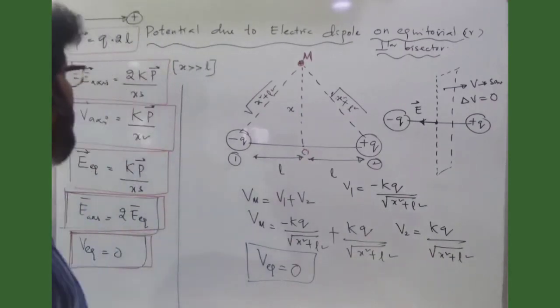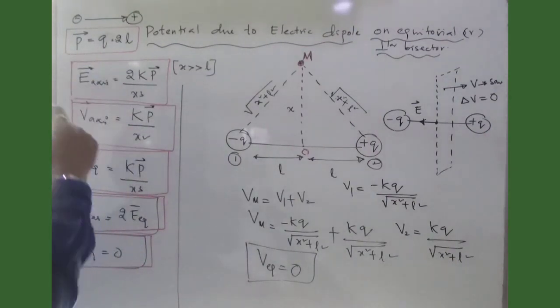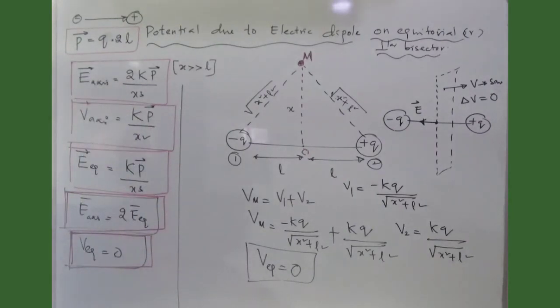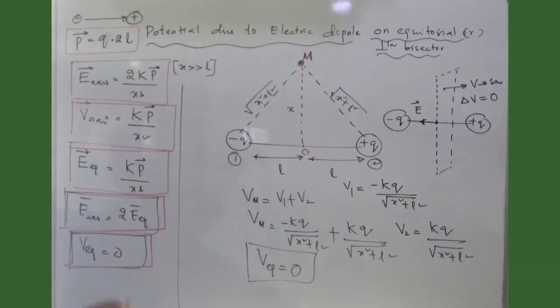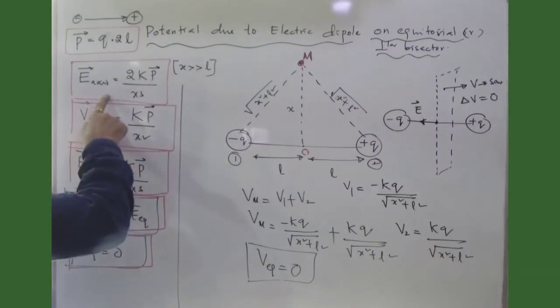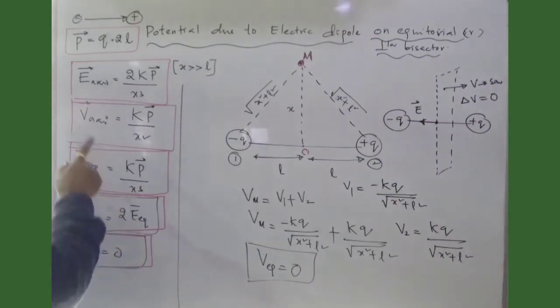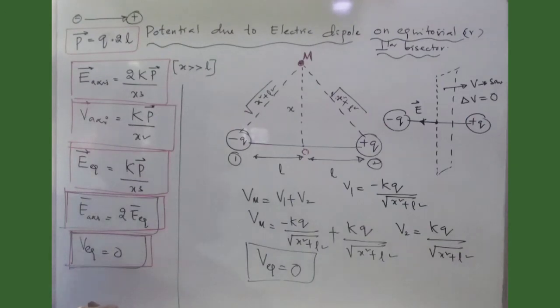Okay. Now what we discussed in the class, a total summarization of this. First, what is a dipole? What is an electric dipole? What is an electric dipole moment? It is the product of charge and the distance between the two charges. E axial we calculated, the electric field on the axis of the electric dipole. Next V axis, that is the potential on the axis, which is nothing but Kp by x square.